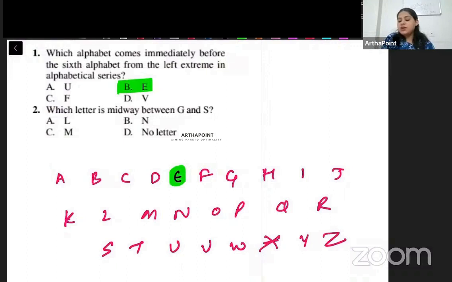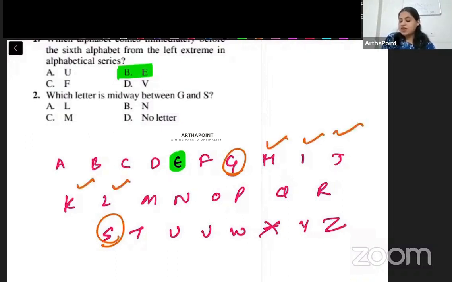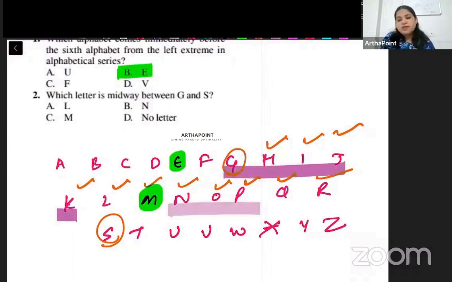Come to the next question. Which letter is midway between G and S? So between G and S, how many alphabets are there? 1, 2, 3, 4, 5, 6, 7, 8, 9, 10, 11 alphabets are there. So the one at the sixth position will have 5 on this side and 5 on this side. So if I start this, then beta, maybe M should be in the middle position. If I see here, I see 5 alphabets here and 5 alphabets here. So M is exactly in the mid position, right? So answer should be M. So these are the different kinds of questions that can come from logic.